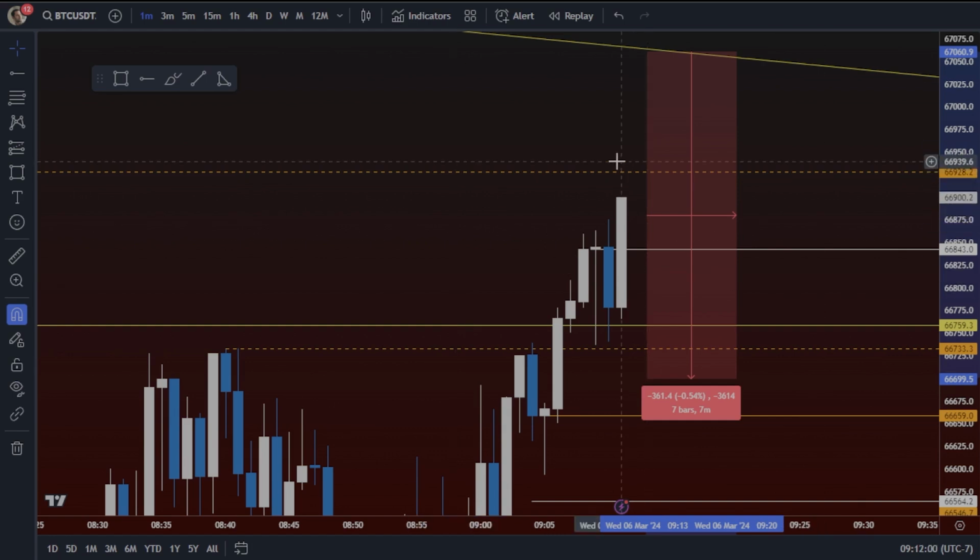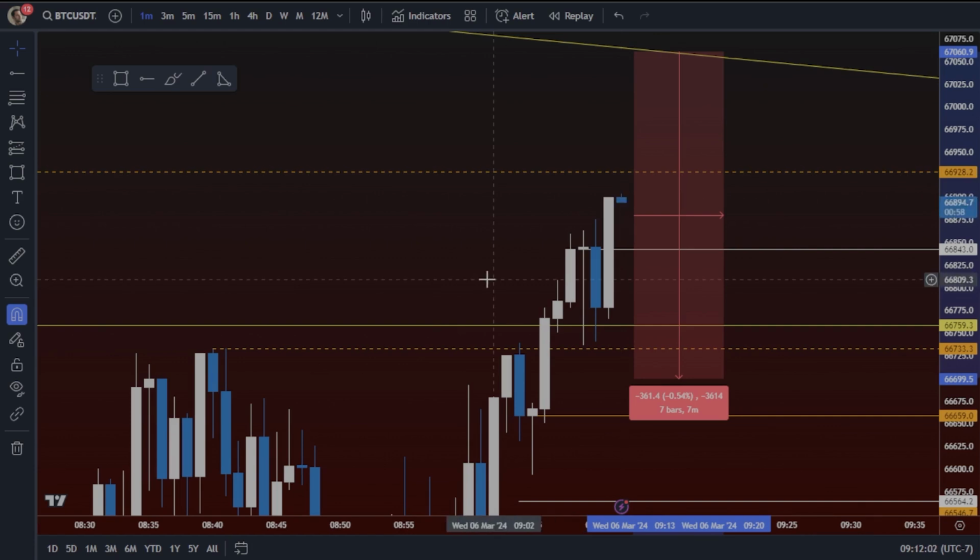So we're going to assume that stop loss triggers here. So see if it gets hit. Simple as that. I'm still not panicking. If it gets hit, it gets hit.